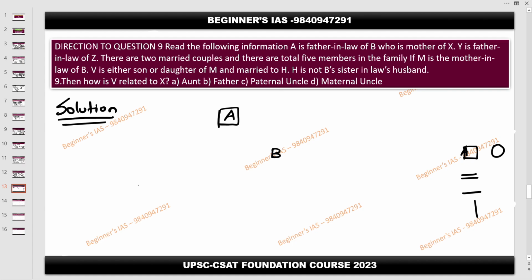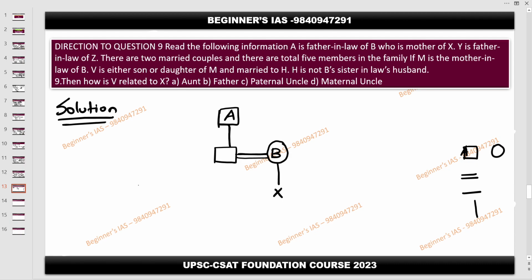Now, if A is the father-in-law of B, then obviously some person will be here, maybe your son or daughter. Only then is B going to be the wife or husband of this person. Now this person we need to calculate. Y is the father-in-law of Z. Who is the mother of X? B is the mother of X. Mother means B is female, so this person is going to be male. Then they are a couple, so I'm making the couple. Now done. Now Y is the father-in-law of Z.